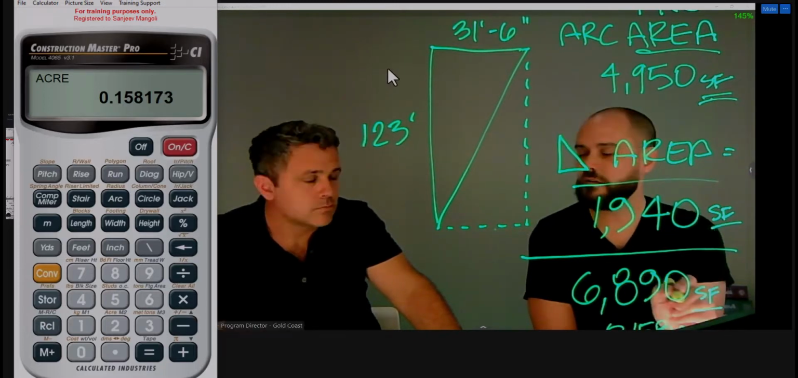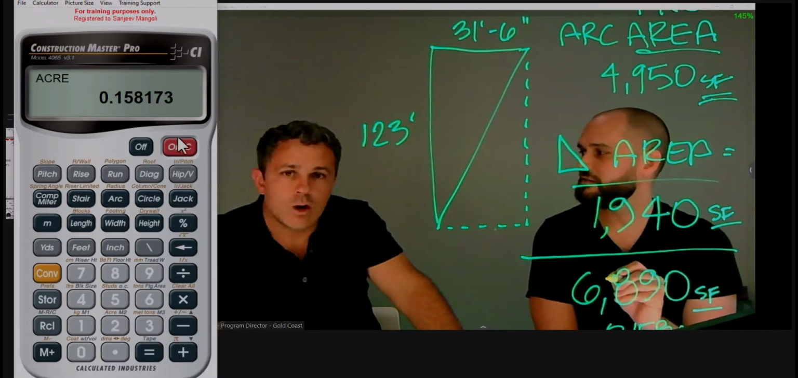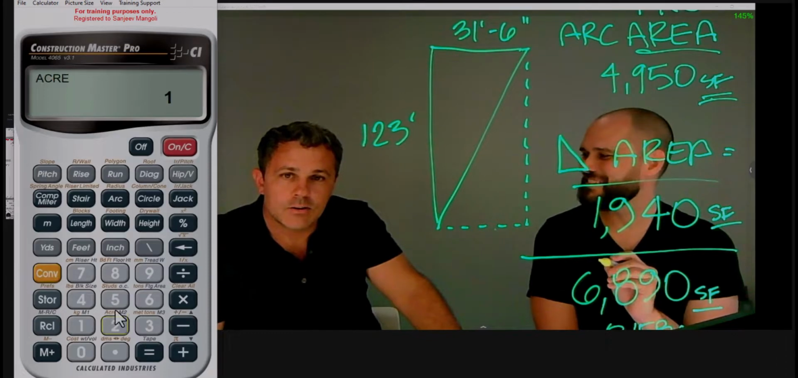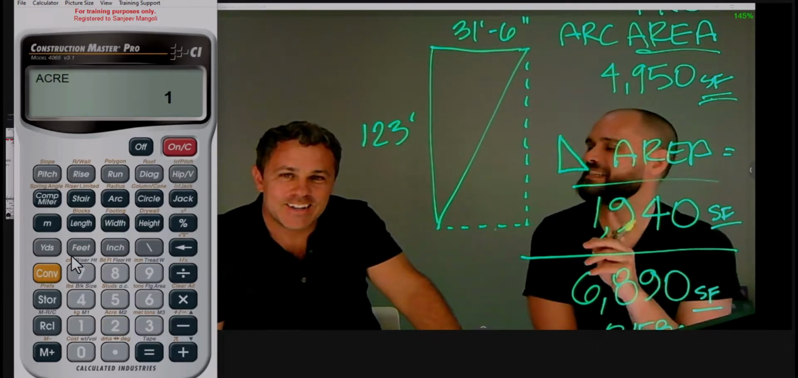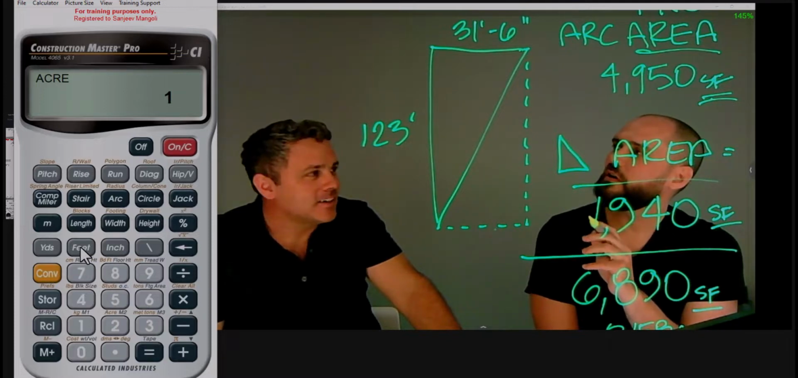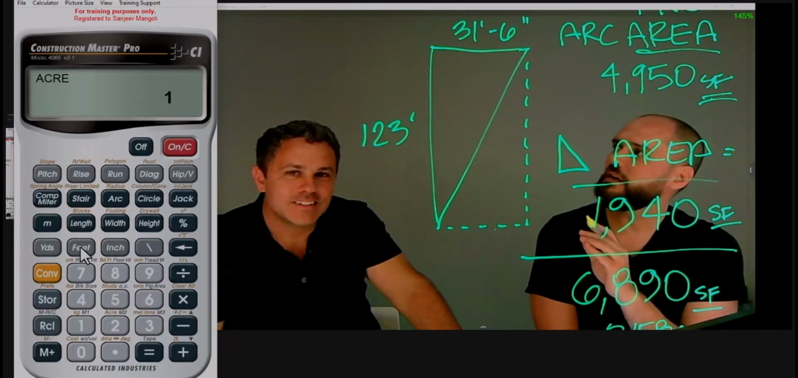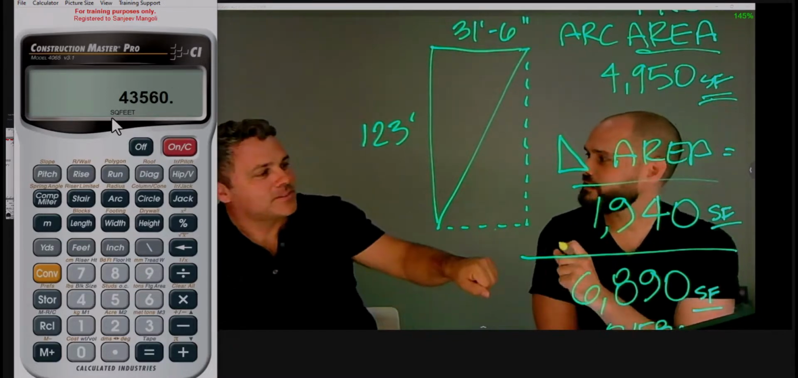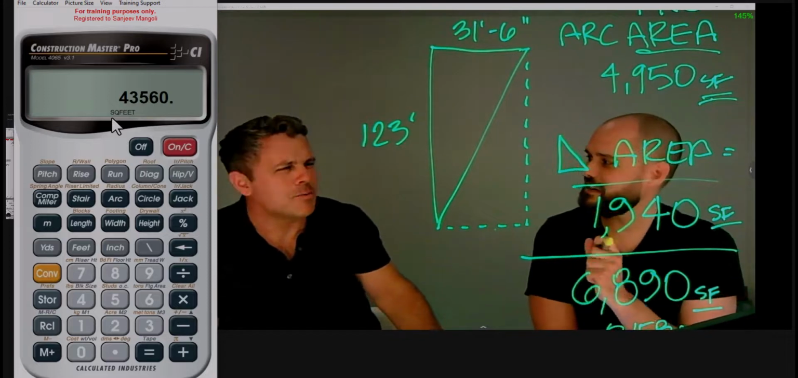How many square feet are in an acre, Chris? Well, it's funny you should ask. So if I have 1 acre, I think it's, wait, let me see. 43,560. Look at that. Perfect. You know the trick? Tell me the trick. I thought I remembered, but I don't.